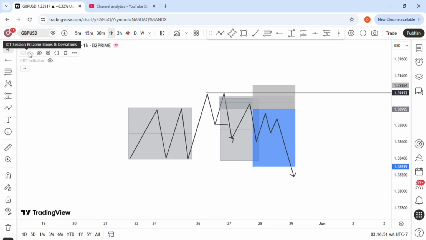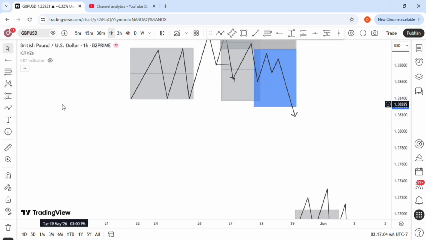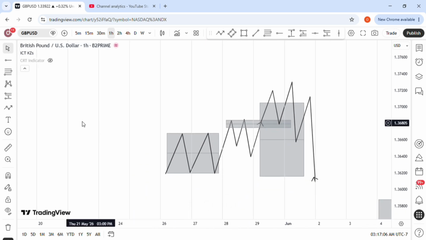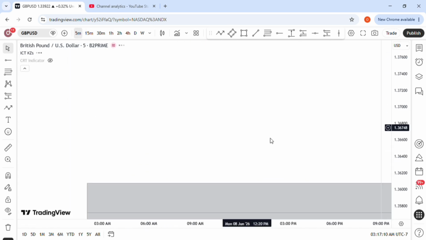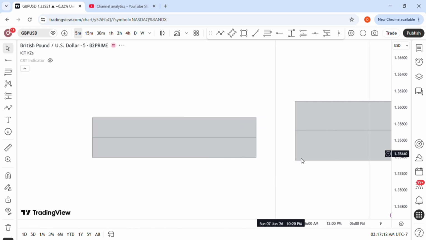Now, if you are looking for how to get your indicator, you can use this indicator: ICT Sessions, Killzone boxes, and deviation. You can use that indicator. It will help you get what you want. Now, in the timing, we'll be using our 5 minutes time frame, just a mini scalping strategy.